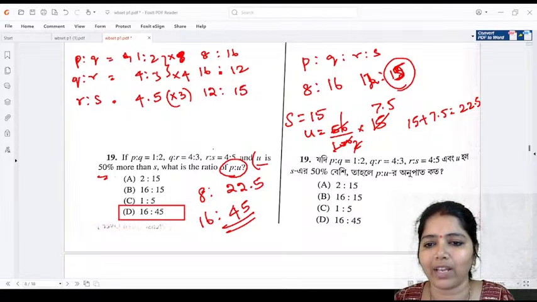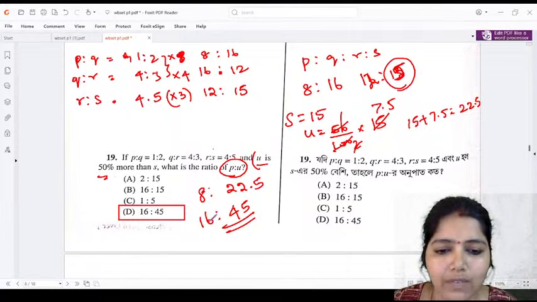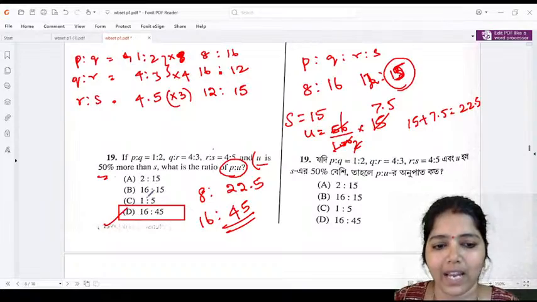Hi Lopa ma'am, good evening. Hi Anand, good evening.